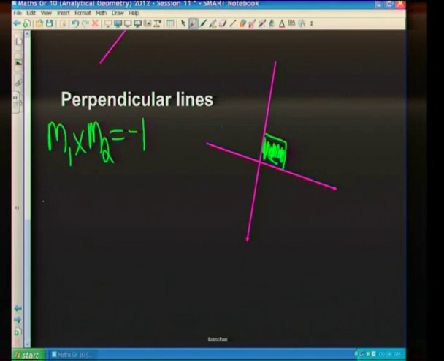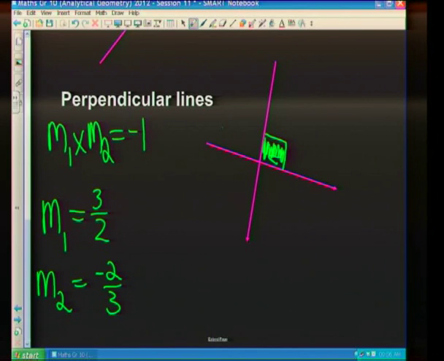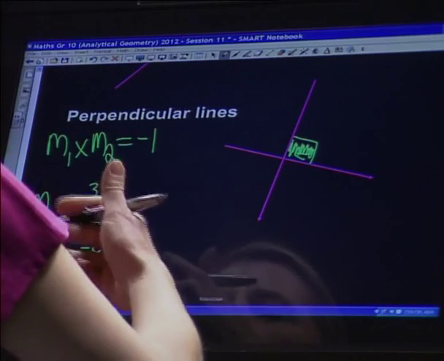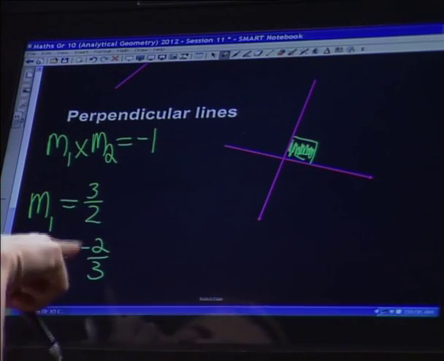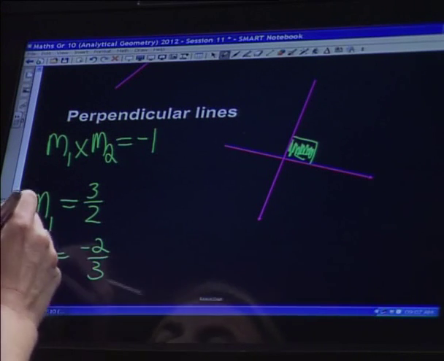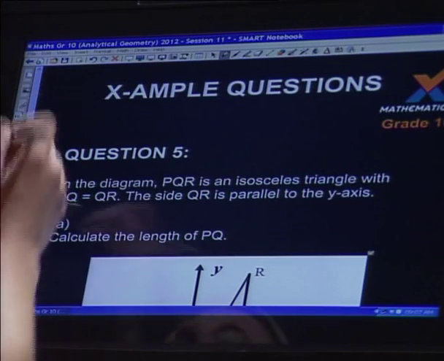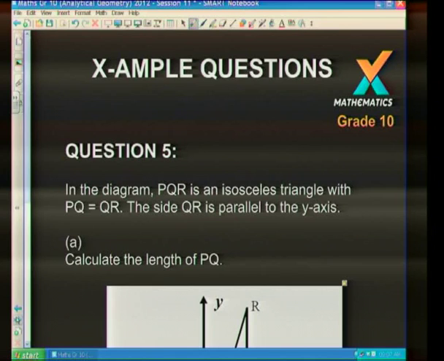So, for example, if I know that my one line's gradient is 3 over 2, and I then have another line with a gradient of negative 2 over 3, if I multiply 3 over 2 and negative 2 over 3 with each other, I get an answer of minus 1, and that then means that the lines are perpendicular. What do I mean by negative reciprocal? 3 over 2, if I switch it around, it becomes 2 over 3, and I change the sign. And that is when I know that lines are perpendicular or that they intersect each other at a 90-degree angle.